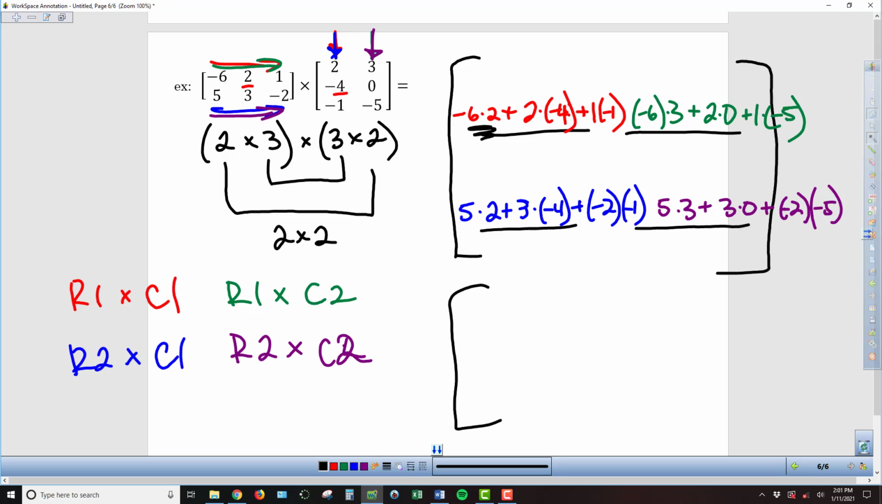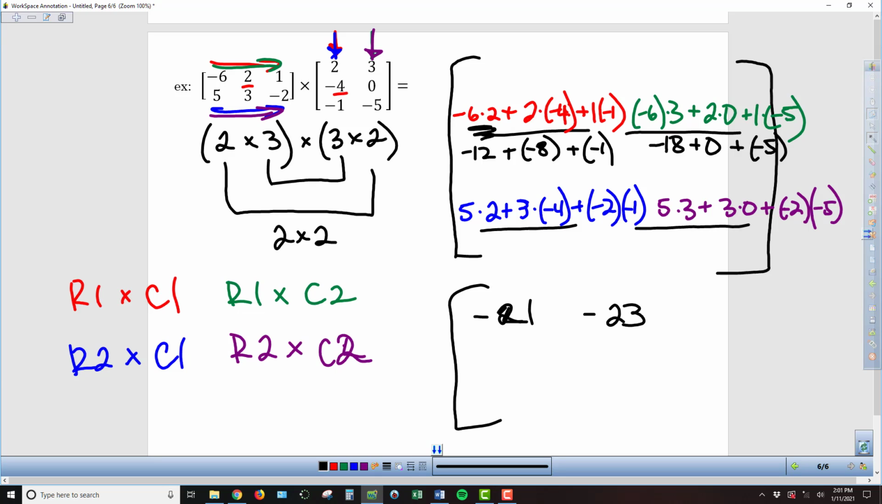So -12 plus -8 plus -1, if we add all those together we get -21. Over here we get -18 plus 2 times 0 is 0 plus -5. So if we add those together we get -23.